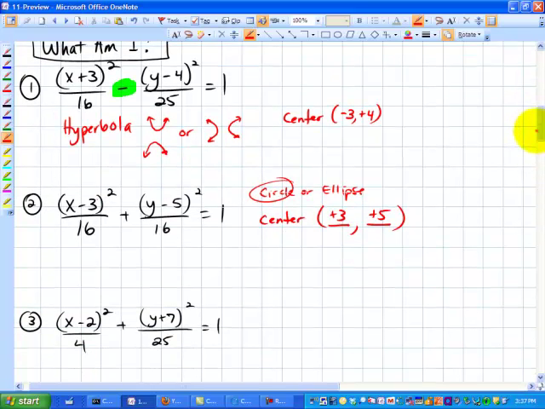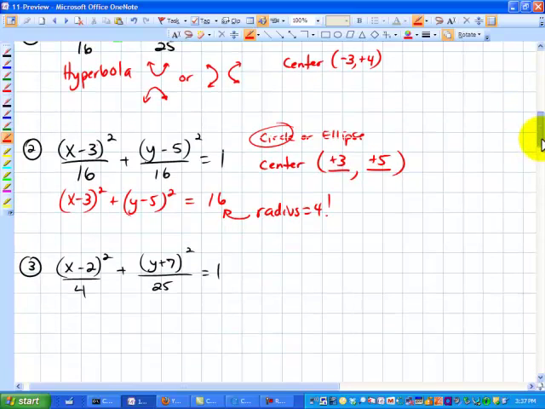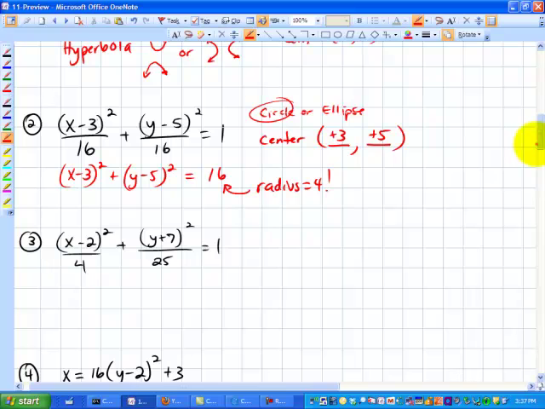Incidentally, I could move that 16, multiply everything by 16, move it to the other side, and I could tell you that the radius was equal to 4. Woohoo! So I even know what that thing looks like. All right, let's move on to number 3. Here's my equation. Take a look at it. What do you think it is?